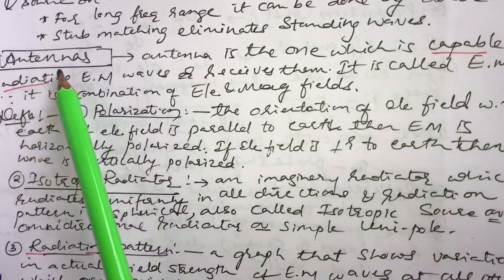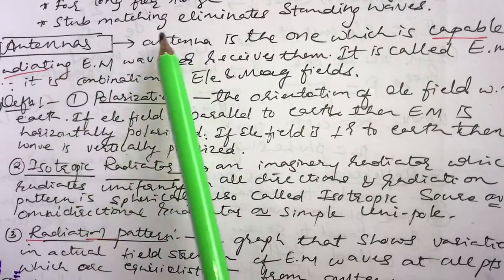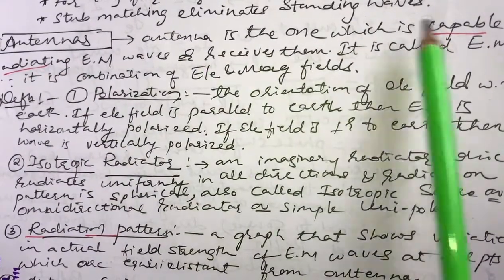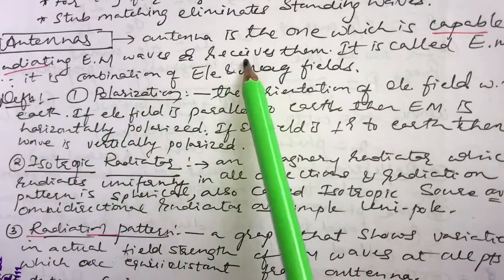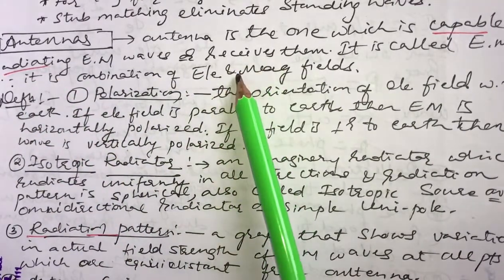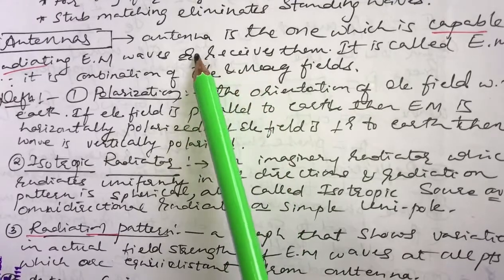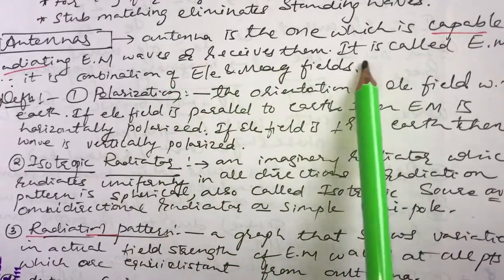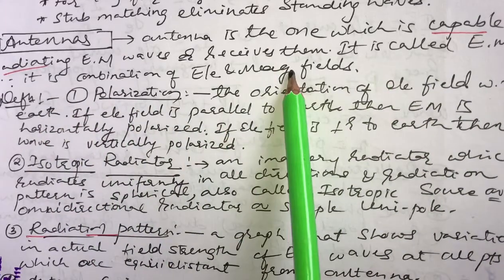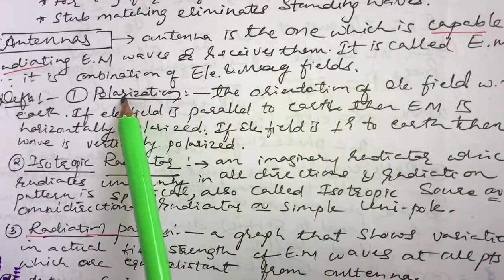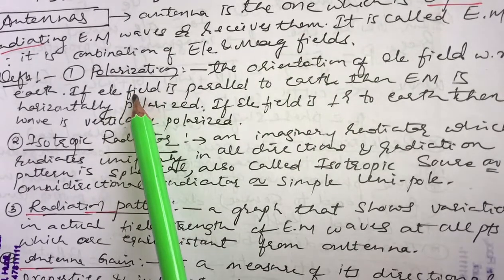And next topic, antennas. So an antenna is nothing but one which is capable of radiating electromagnetic waves, that is, it can radiate, or it can receive the electromagnetic waves. Either it is going to transmit or it is going to receive, and it is called EM, electromagnetic, because it is a combination of electric and magnetic fields. So some important definitions, let us see.